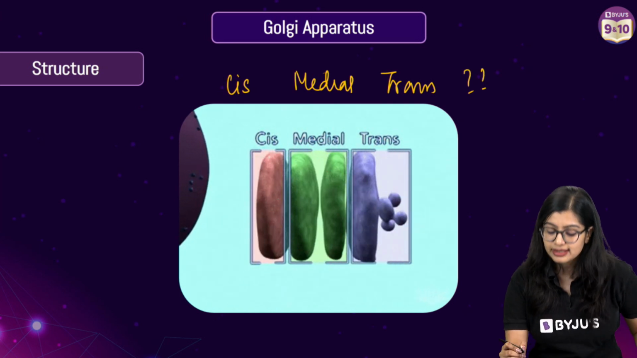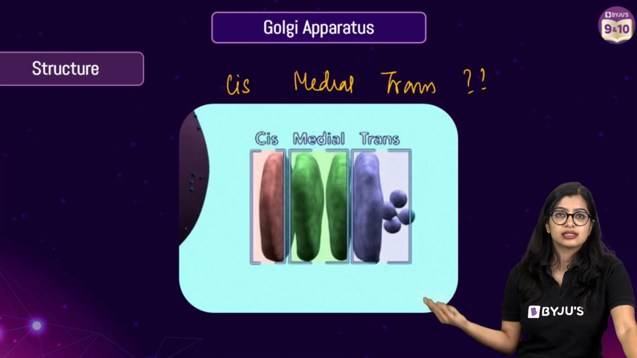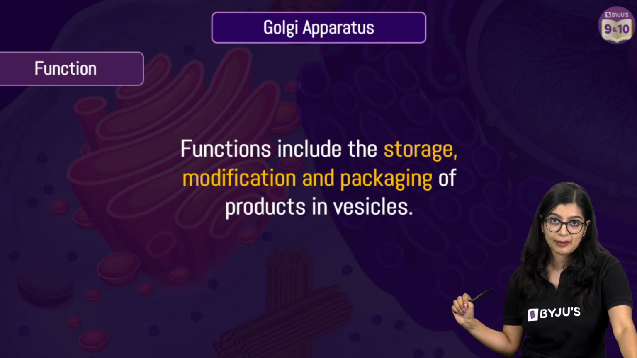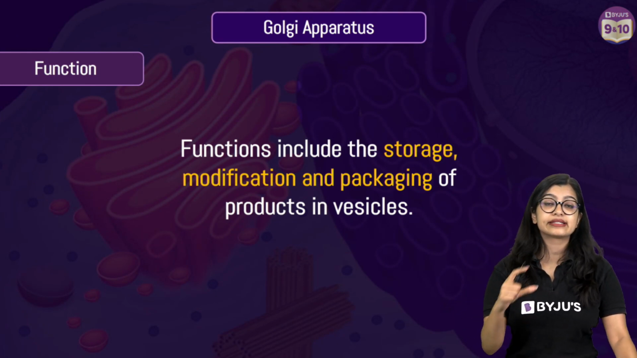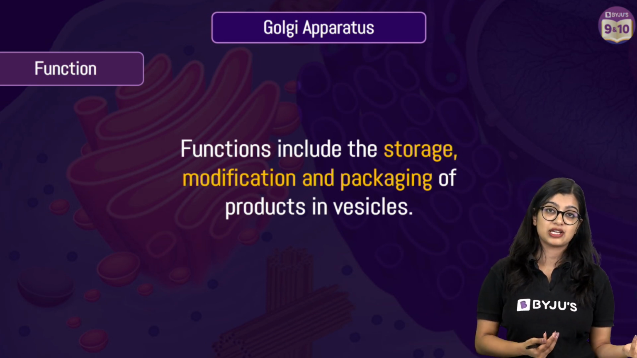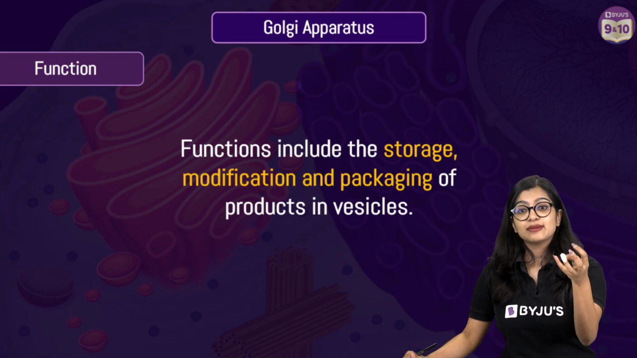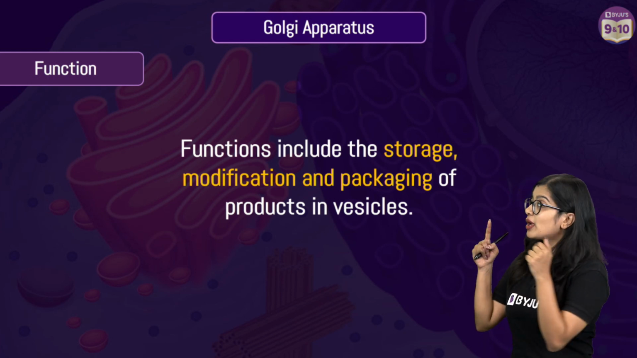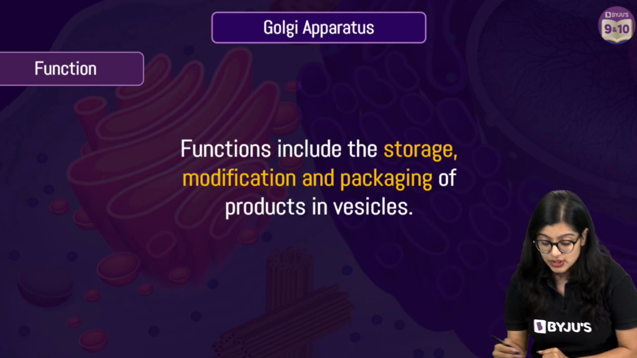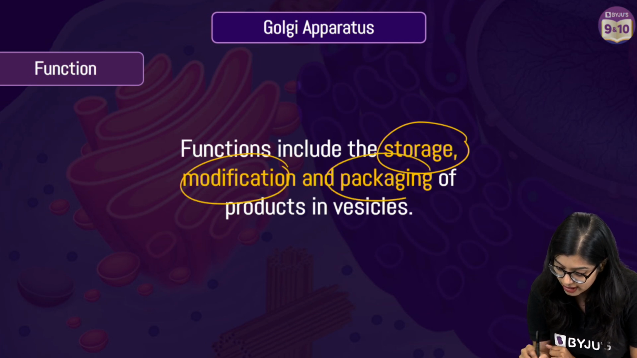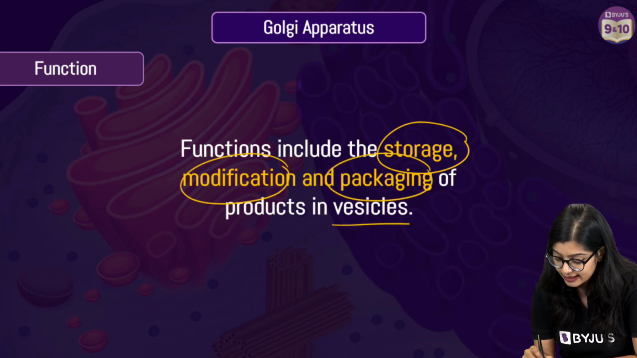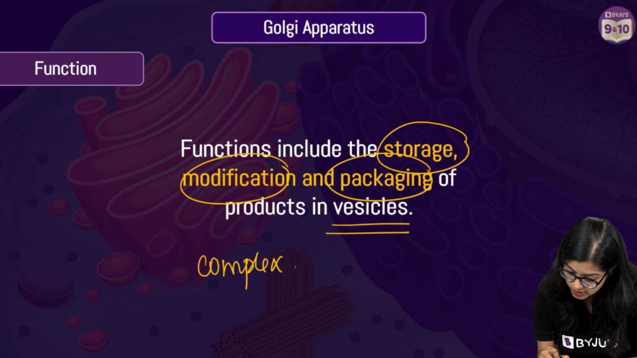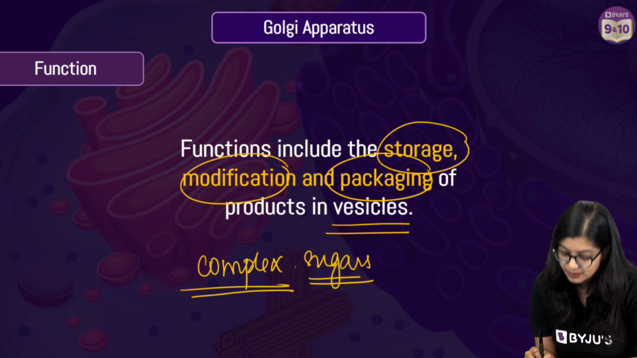Now, why are these 3 compartments present? Why can't it just have one single set of cisterns? Why do we have 3 different compartments? To understand that, you should know about the function of the Golgi apparatus. I told you earlier that the proteins synthesized by the ribosomes, especially those that are part of the endoplasmic reticulum, at times may not be fully functional, which is why they may require some modification and packaging, which is the role of the Golgi apparatus. Its function includes storage, modification, and packaging of products inside these storage vehicles, which are the vesicles. And in some cases, they are also responsible for synthesizing complex sugars from simple sugars.